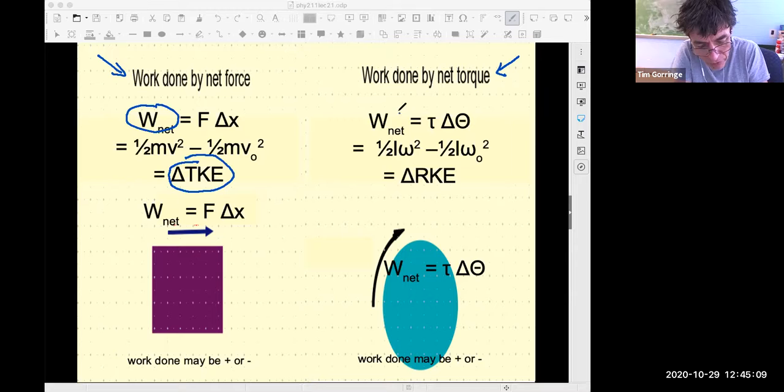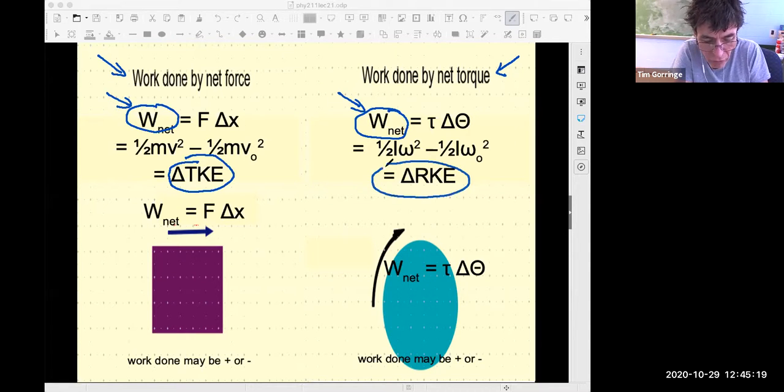And you see equivalently in the rotational case that a torque does some work, and that corresponds to a change in rotational kinetic energy, where the rotational kinetic energy is 1/2 rotational inertia, I, times the square of the angular speed, omega squared. And so they're perfect mirrors, perfect parallels of one another in rotational and translational worlds.